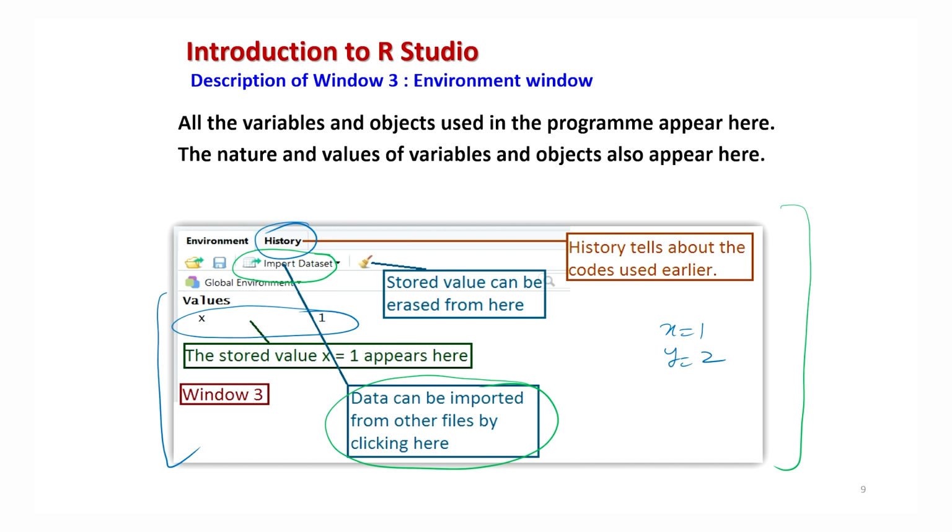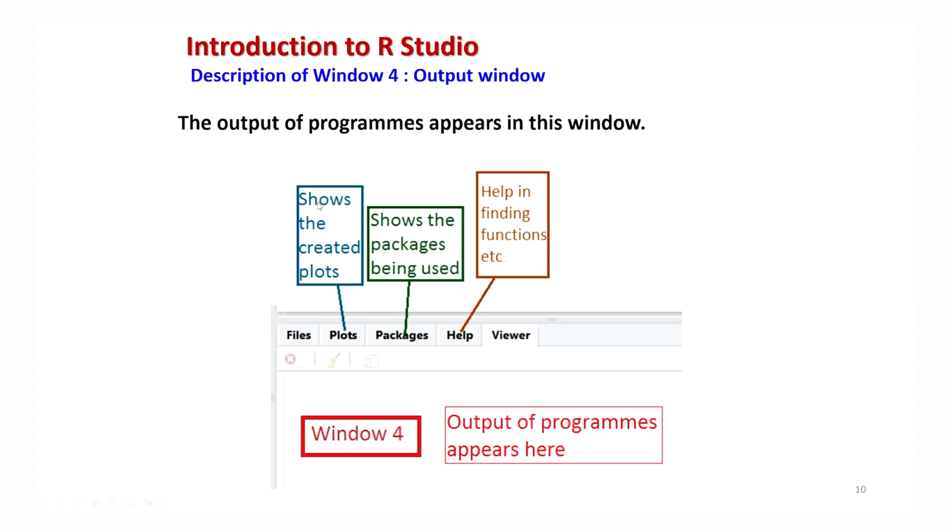Because you will agree with me that whenever we are trying to use any R command, it depends on which format the data is in, whether it is scalar, matrix, or something else. So you need to know the nature of the data, and this is available directly from this window. So this is how it is going to be useful. And this icon here, if you click it, the stored values can be erased. So this is how we work in window number 3.